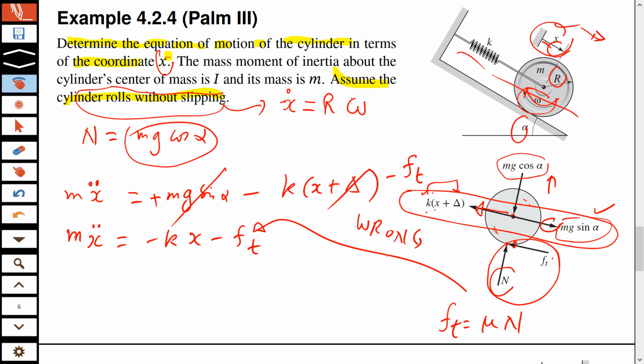Why? Why will this be wrong? Does anyone remember? I am giving you a hint that this assumption, rolls without slipping, means more than just writing this down. Okay, not just this, it has another meaning too: this friction force is, because this is its maximum value, what is this force's maximum value?